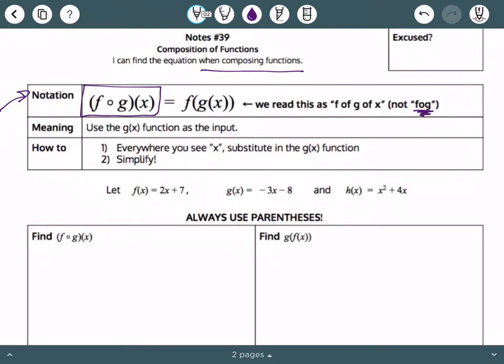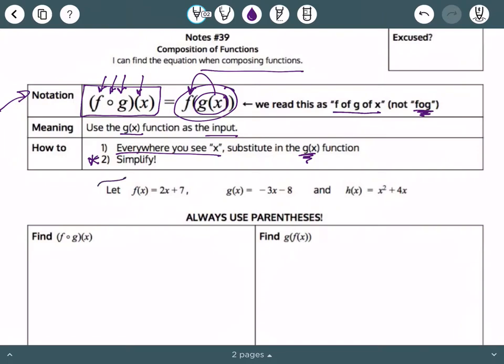We actually read this as f of g of x. So f of g of x. We can also write it like this, where we see the g is inside the f equation. So we've been used to this as we plug things in, but what it really means is the g of x function is going to be the input. So everywhere you see x, we're going to substitute in the inside function. And then finally, our second step is to simplify.